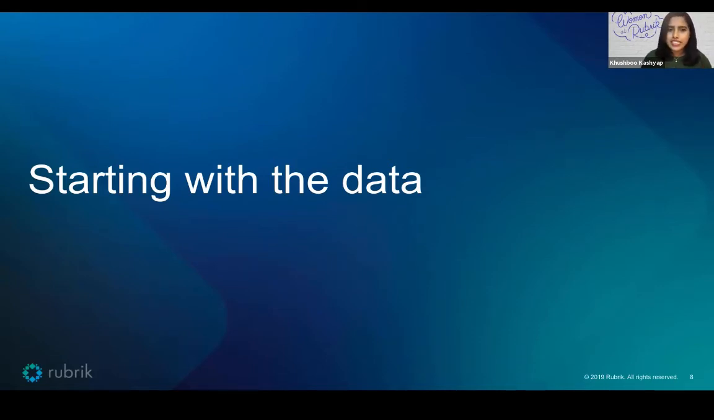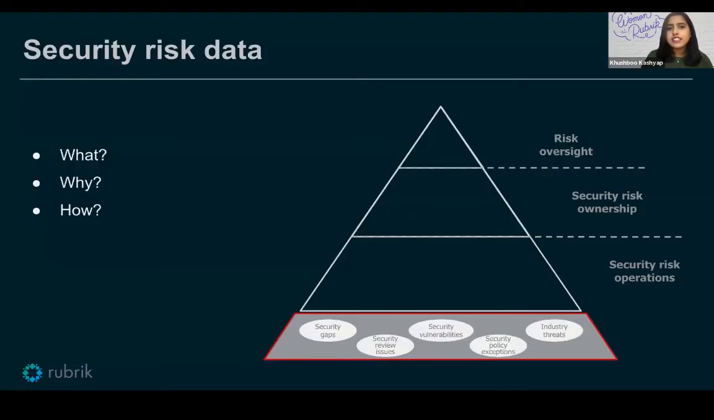And to start with data, let's start with the data discovery exercise. Here, we need to identify the right data sources. We need to think about the technology, why we are doing it, or what our goals are around it. So in terms of the data types of the whole risk management program, which is almost like the foundation structure for the risk management program, we need to think about security gaps, industry threats, any security vulnerabilities, either in our product services or in our internal infrastructure. We need to understand our security reviews, issues, policy exceptions.